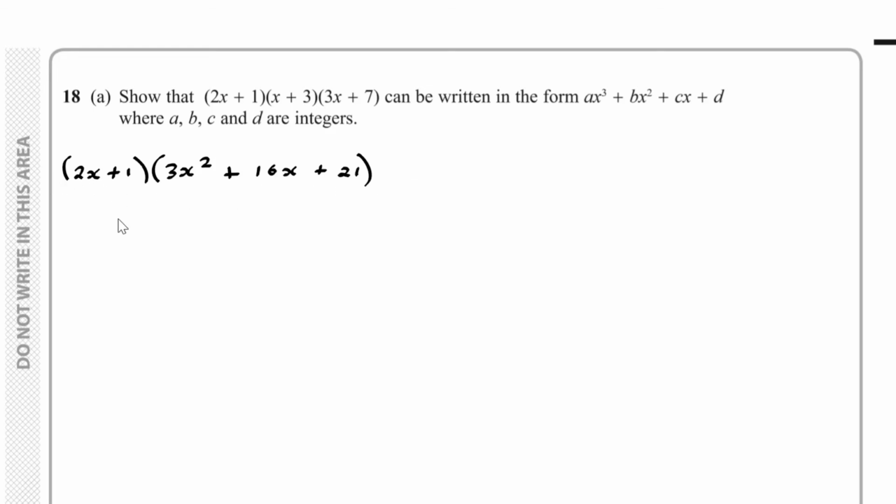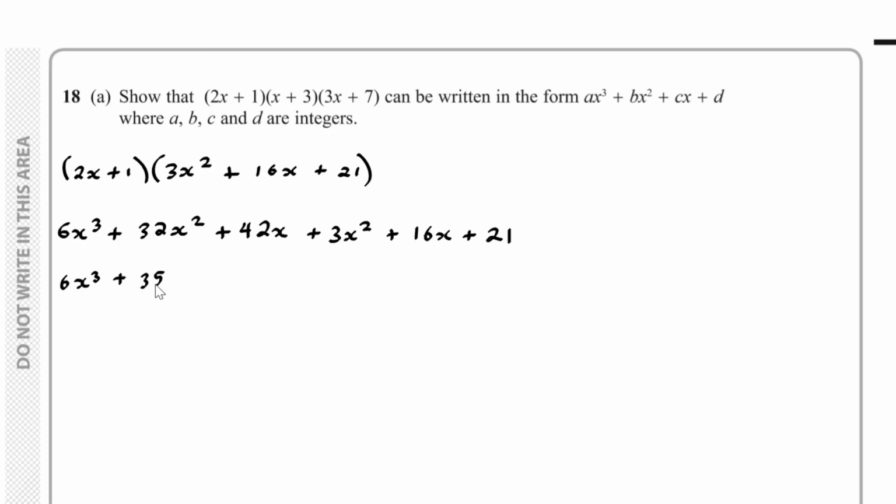Our next step is to multiply all these terms out. 2x times by 3x squared, that will be 6x cubed. 2x times by 16x, that will be 32x squared. 2x times by 21, that will be 42x. 1 times by 3x squared, that will be 3x squared. 1 times by 16x, that's 16x. 1 times by 21, that's 21. Collecting like terms, we have 6x cubed, 32x squared and another 3x squared, that's 35x squared. 42x and another 16x, that's 58x. And then we've still got this 21.